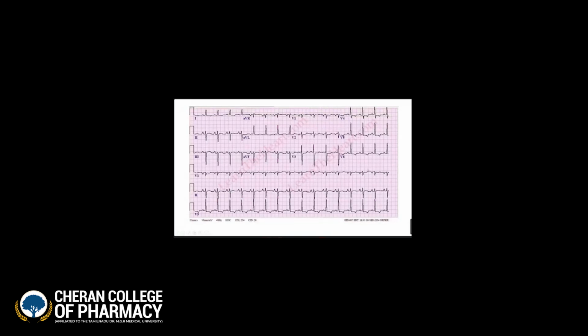In this ECG only, I'll show you how to calculate the heart rate from the random method. The formula is 300 divided by the number of big squares. As you can see, here is V3, and here is the R wave.